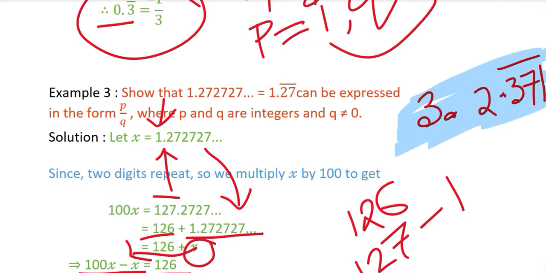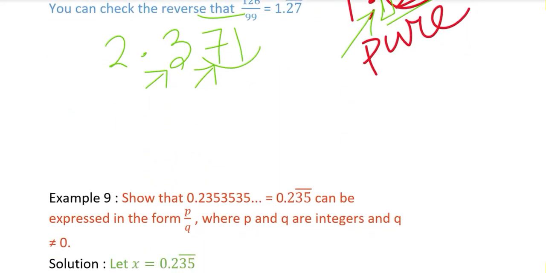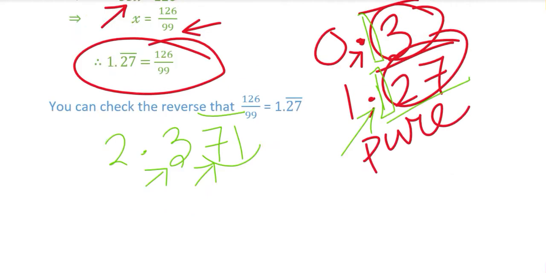Okay, next we shall study mixed. Example 9.